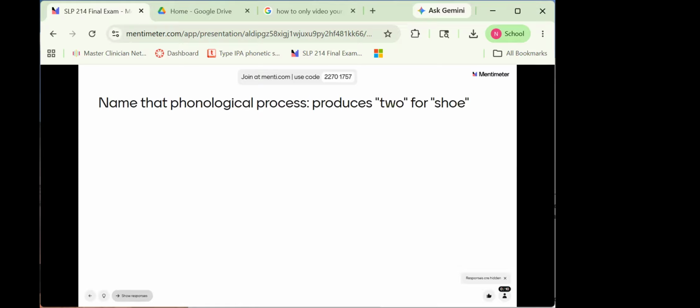Okay, name that phonological process. Produces two for shoe.